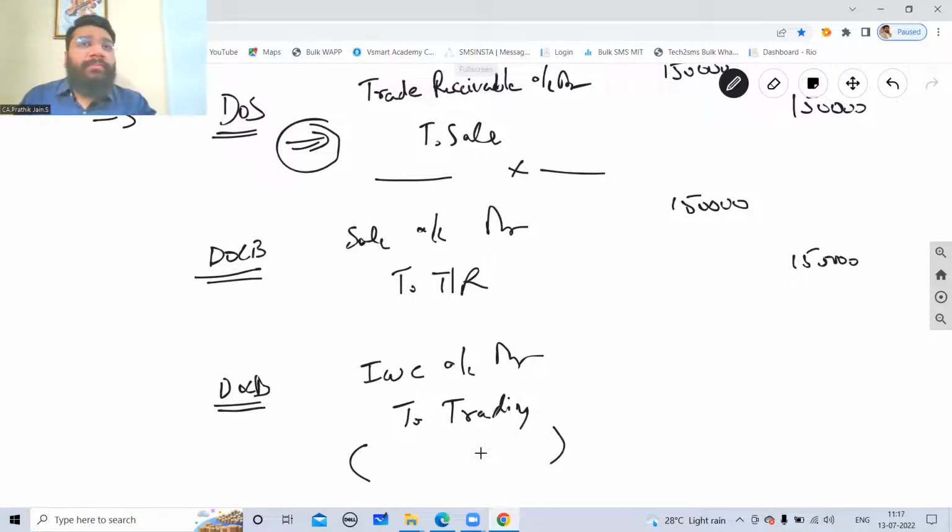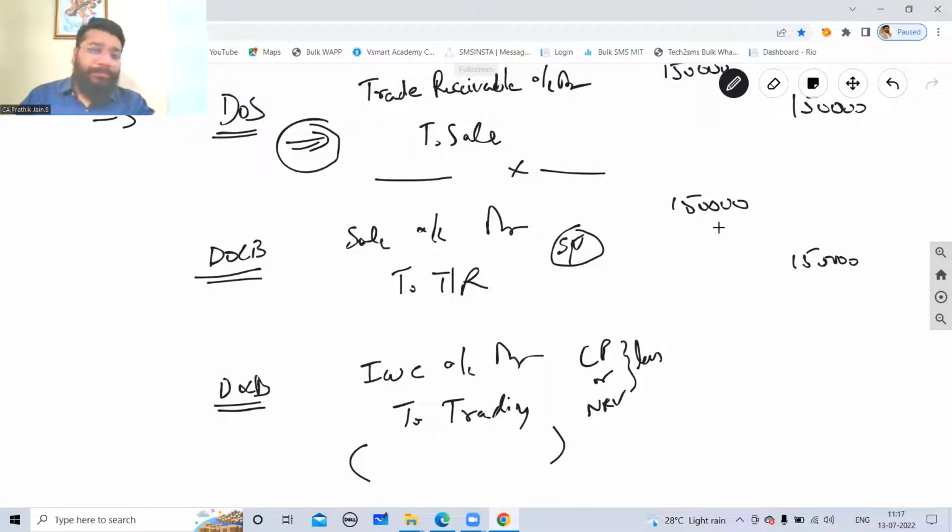IWC, can you write this in an exam? You lose marks. Now, this is written at the selling value, guys. This has been written at the sale value, sale price. But IWC to trading account will be recorded at cost price or NRV, whichever is less. That is very important.